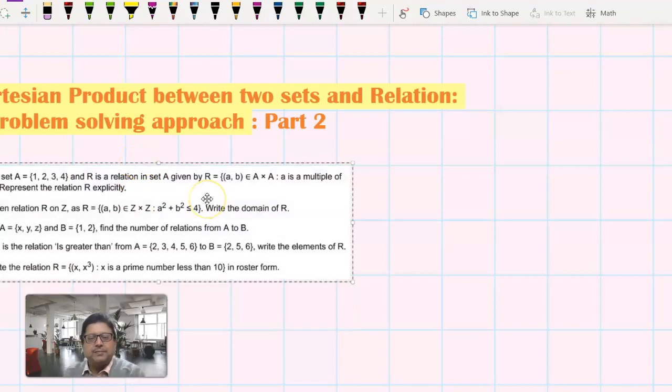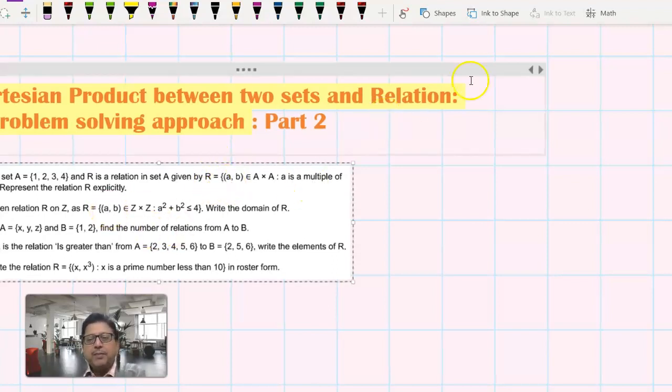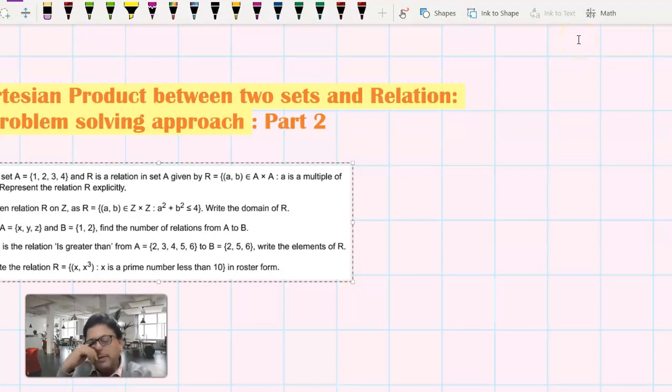Good morning everyone. This session I will be discussing more problems on Cartesian product between two sets and relation. In the last video I have explained some problems from the worksheet. We did till sum number 18. We are starting discussion on number 19 to 23 as shown here. Then we will be doing more sums based on the concept of relation, but we will not be doing types of relation this time. That we will do in another session.